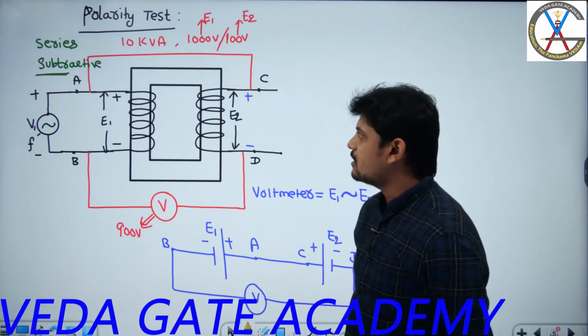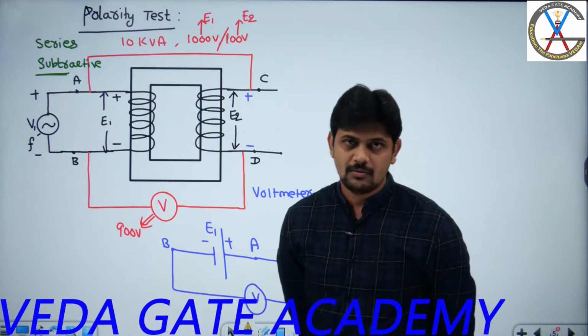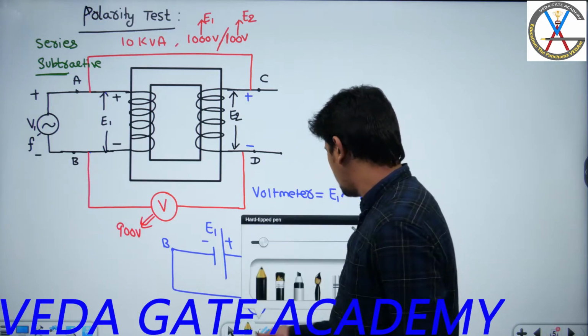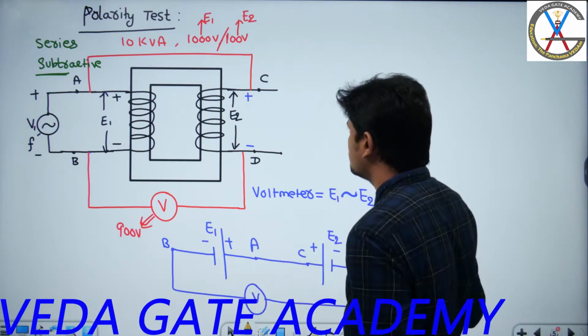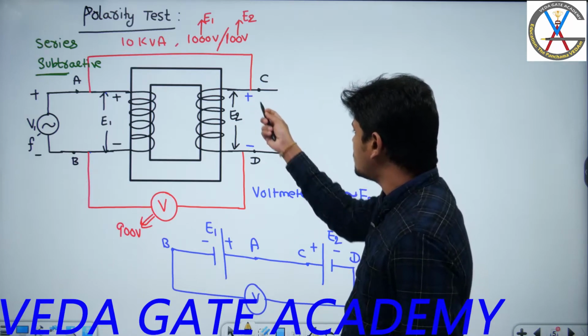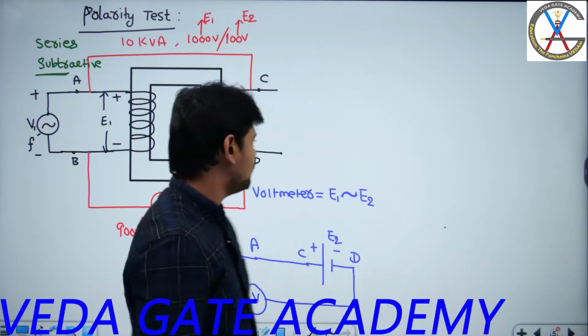And this connection we can call a series subtractive connection. Now let us do the other last case also. So what is that case? We will assume now C is negative and D is positive. Then what are you going to get?